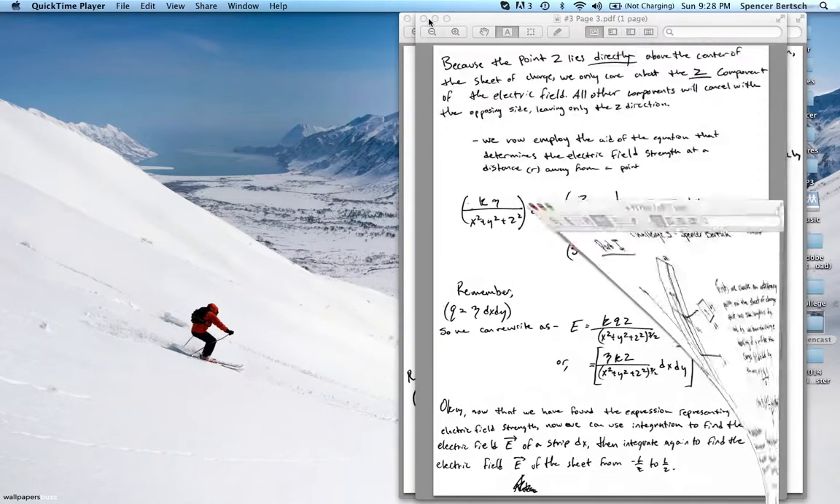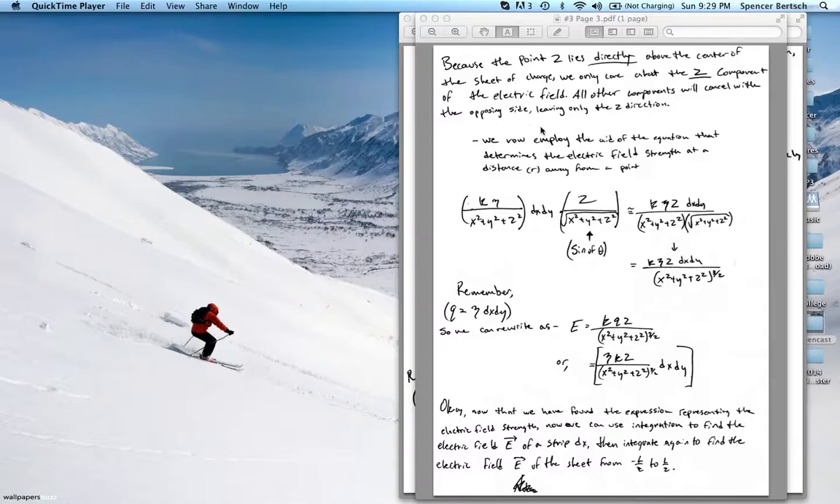And then moving on, right? Yes, because the point that you're trying to find Z lies directly above the very center of the strip, the very center of the line. Every point on the left and the right of that center point Z are going to cancel in every direction except for straight upwards in the Z direction.